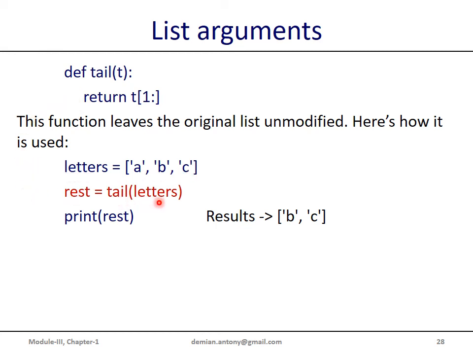Tail of letters. This tail is a function which takes the list, removes the first element and returns the new list, not the same argument. It returns the new list which is assigned to a new list called rest. Thus we find a new list with B and C. And if we print letters, then again the letters list remains with the size 3 with the elements A, B, C.